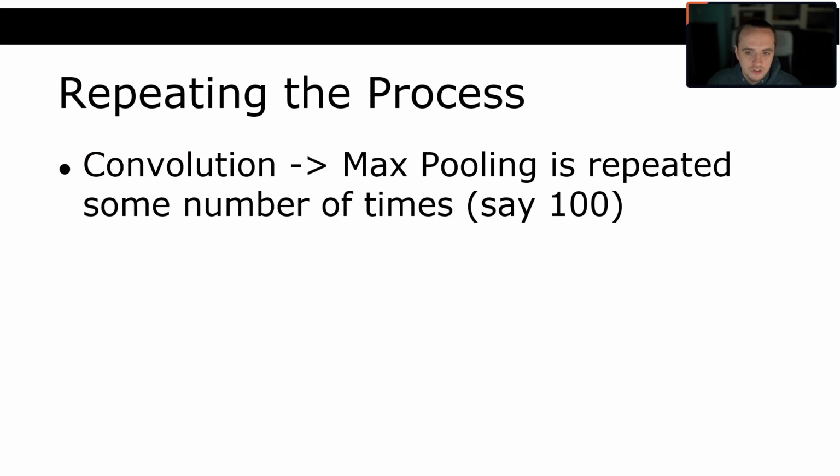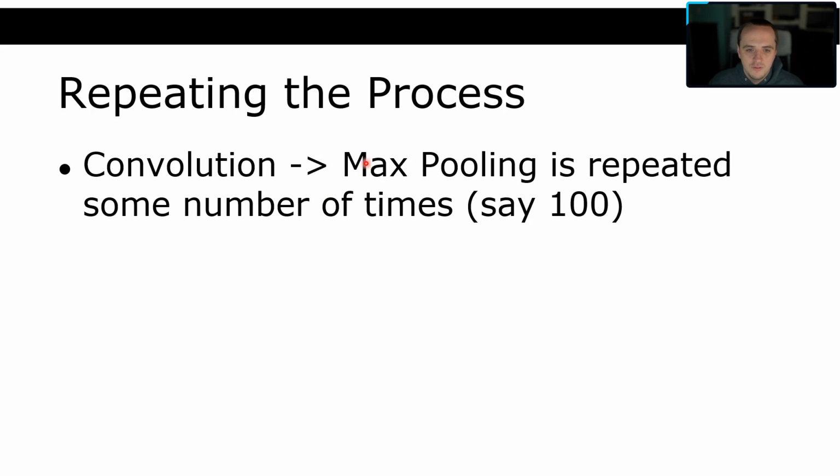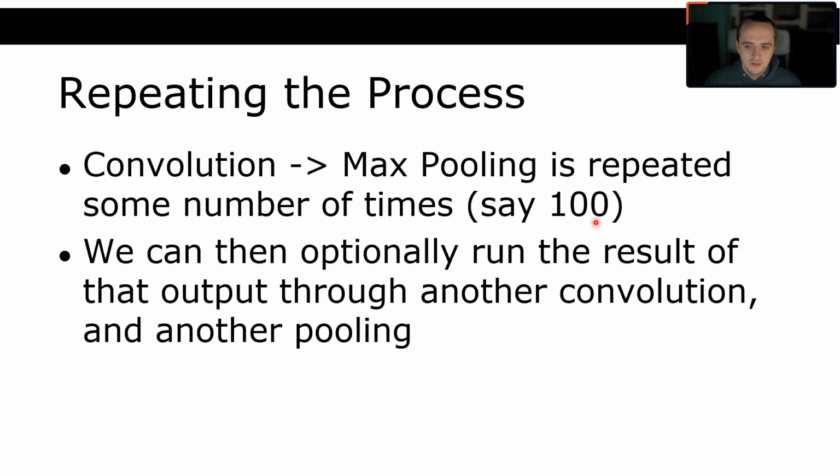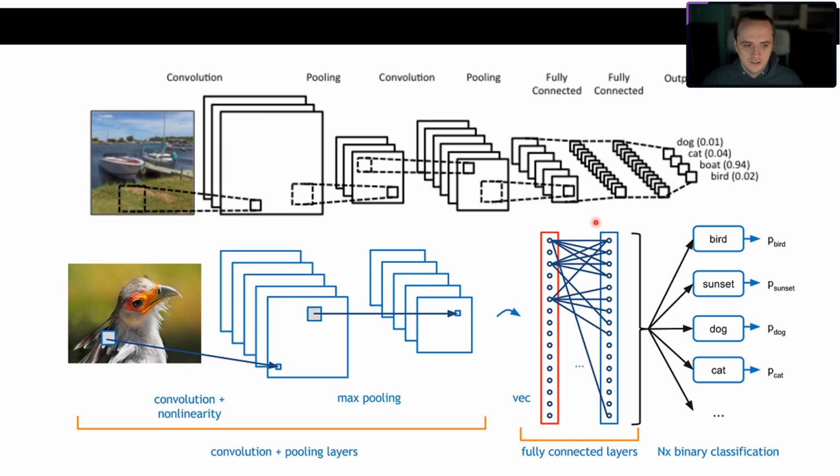So we can do a convolution and then max pooling, and then let's say we take the output of the pooling and apply more convolutions to it. So this process of convolutions to max pooling can be repeated some number of times. Maybe not 100. I don't know why I put 100 in there. I think I meant to say 10. But some networks do this process of convolution and max pooling a number of times. Then we can optionally run the result of that output through another convolution and another pooling. And the final output is then run through a fully connected neural network. So let's see what this looks like in practice.